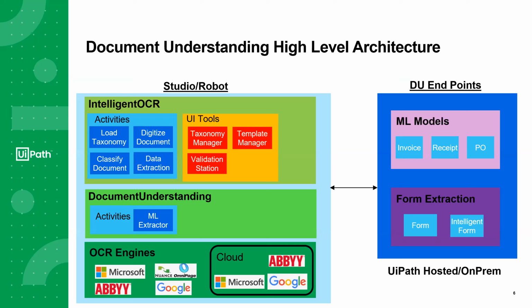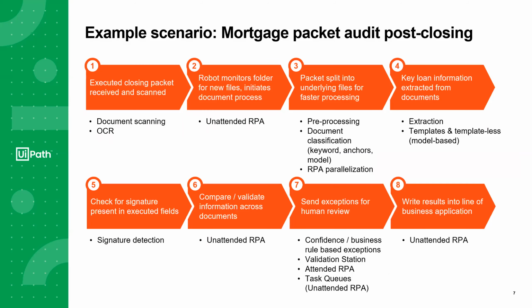The other feature of the document understanding endpoint is the form extraction capabilities. So we've got two form extractions. One, a generic form extractor for standard structured documents. And we have an intelligent form extractor, which has the capability to extract signatures and handwriting from documents. What you'll see is that the document understanding endpoint currently will be a hosted solution. So it'll be a UiPath hosted solution on Azure. But soon after the general release of document understanding, there'll be an on-prem version as well. Just moving on to the next slide.